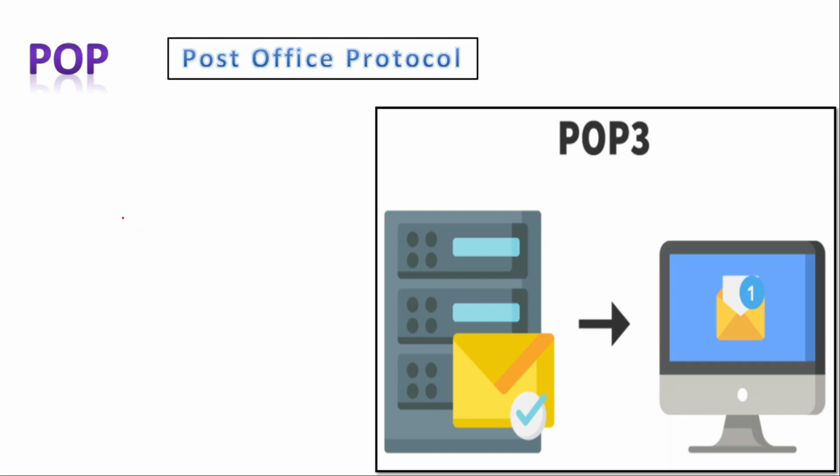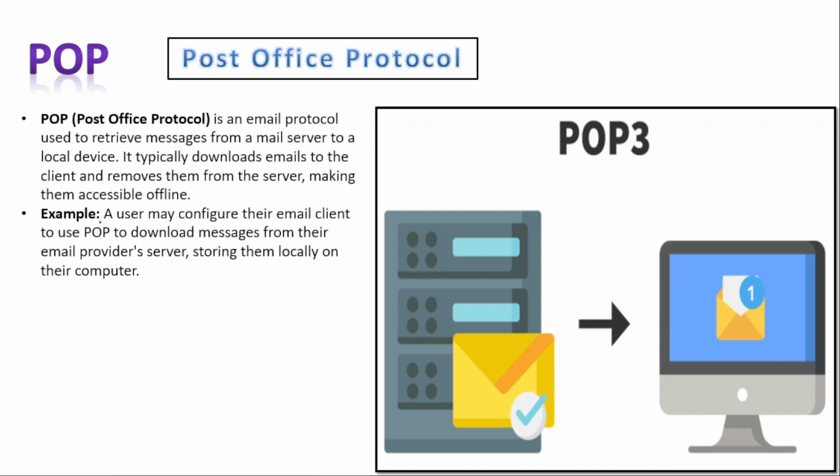POP, that is Post Office Protocol. So POP, or Post Office Protocol, is an email protocol used to retrieve messages from a mail server to a local device. It typically downloads email to the client and removes them from the server, making them accessible offline. Example: a user may configure their email client to use POP to download messages from their email provider's server, storing them locally on their computer.